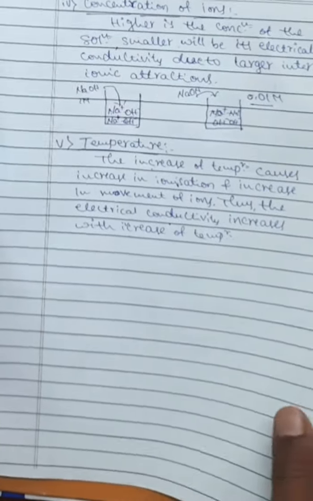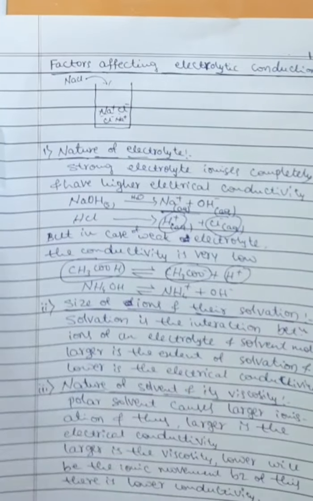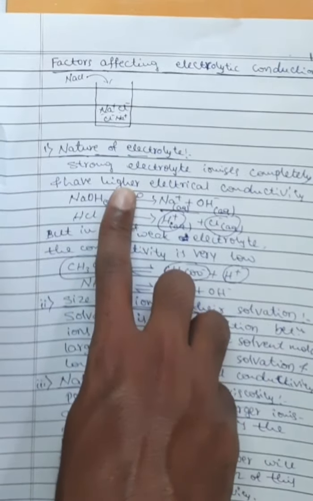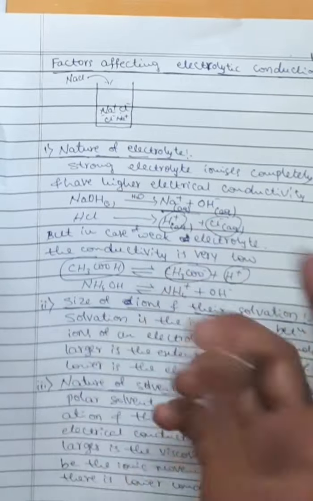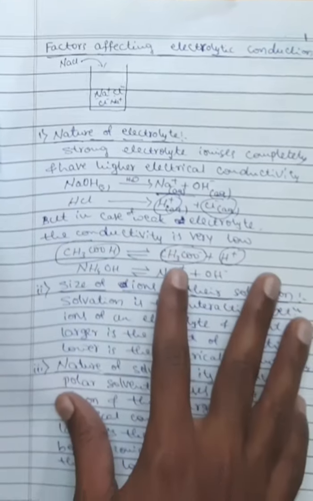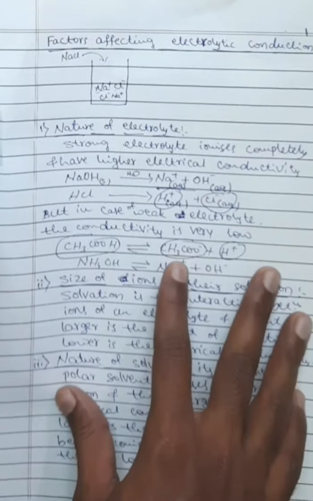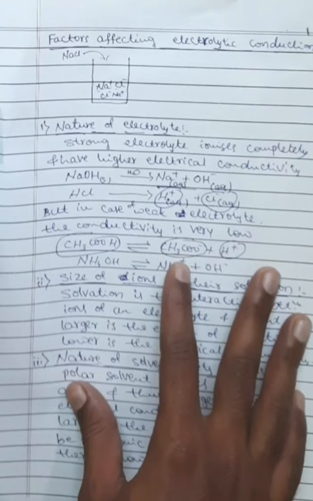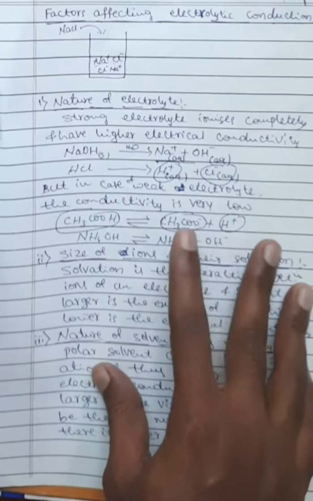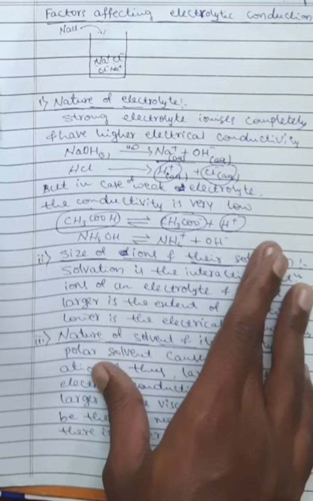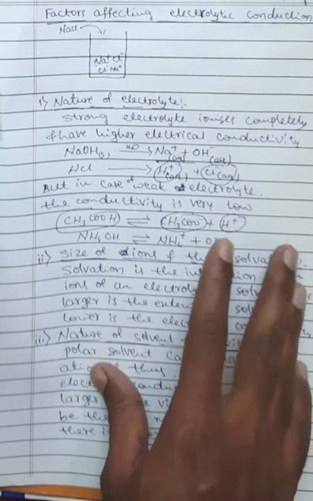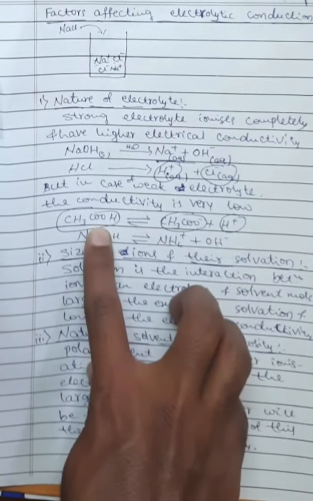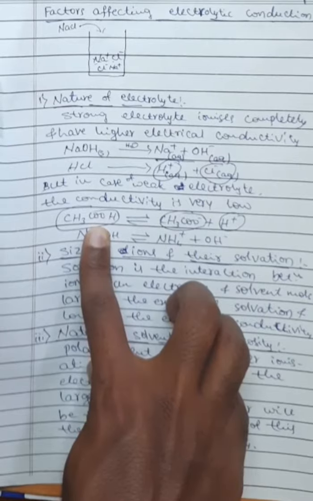So these are some factors that affect electrical conductivity. The first one is the nature of the electrolyte. A strong electrolyte will ionize completely, because of this it has a higher electrical conductivity, for example sodium hydroxide, HCl, NaCl. Similarly, if you go for a weak electrolyte, the conductivity is very low, because there is existence of ions as well as unionized molecules.